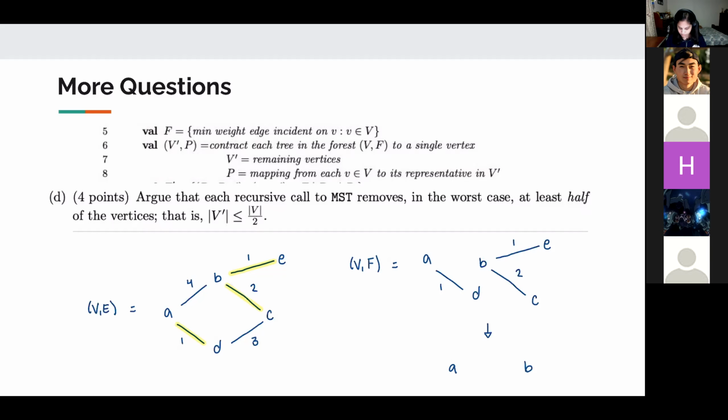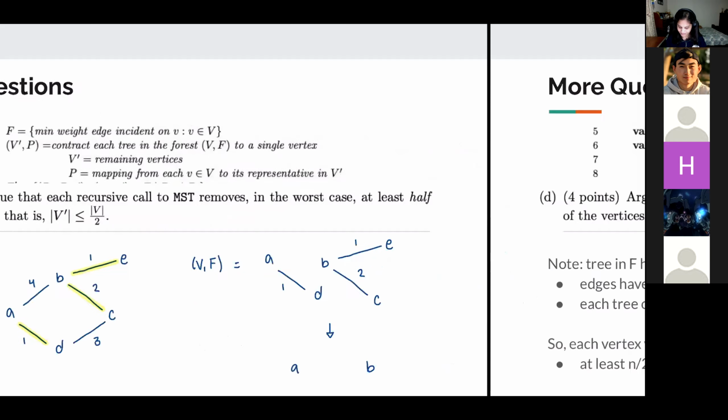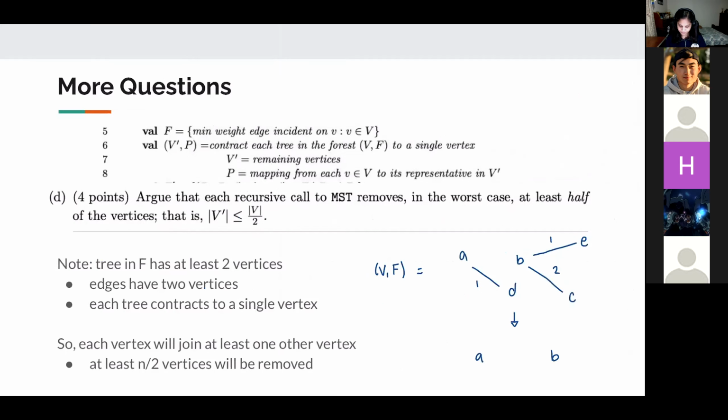Or is that at least? No, it is at least. Yeah. Any questions about that? Okay. Any questions about contraction in general? It's kind of a tricky topic.